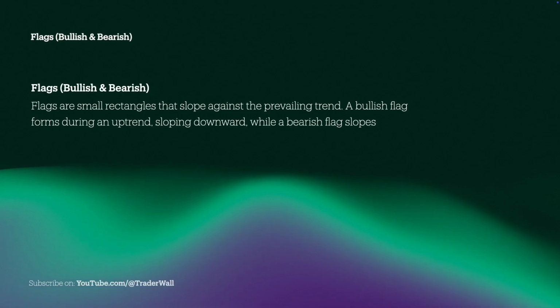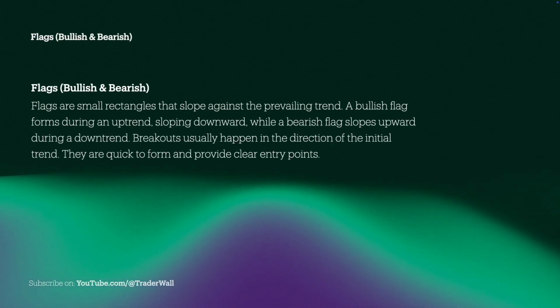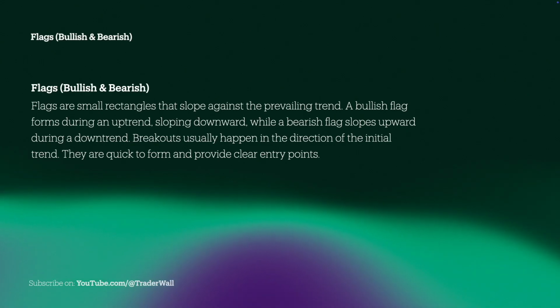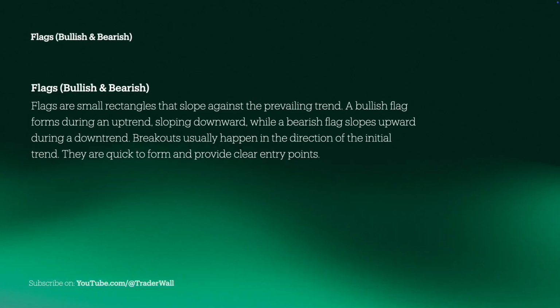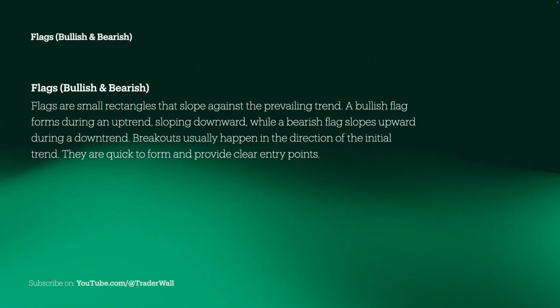Explanation of each pattern. Flags, bullish and bearish. Flags are small rectangles that slope against the prevailing trend. A bullish flag forms during an uptrend, sloping downward, while a bearish flag slopes upward during a downtrend. Breakouts usually happen in the direction of the initial trend. They are quick to form and provide clear entry points.